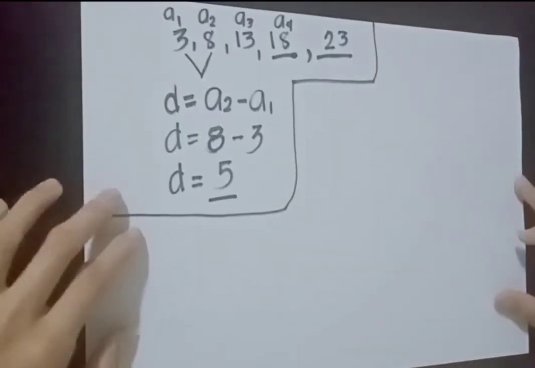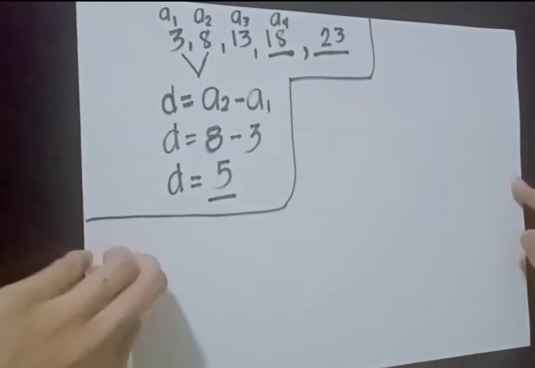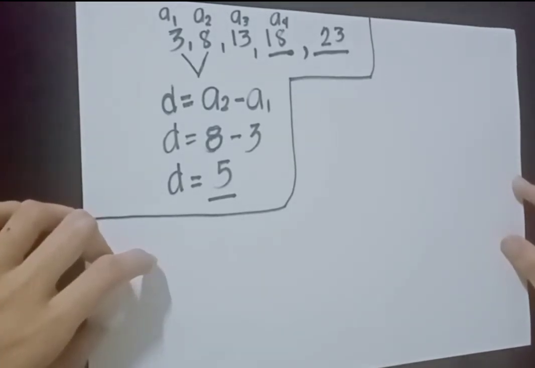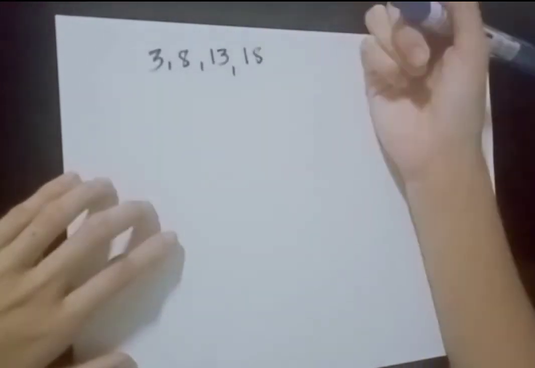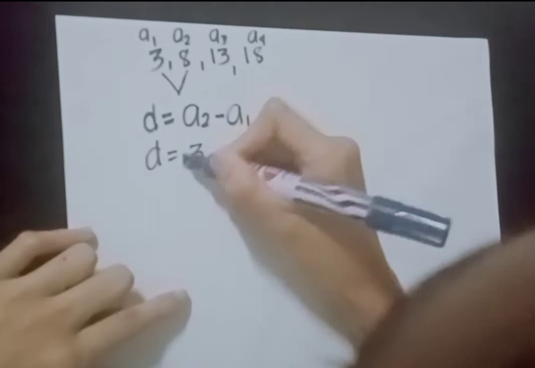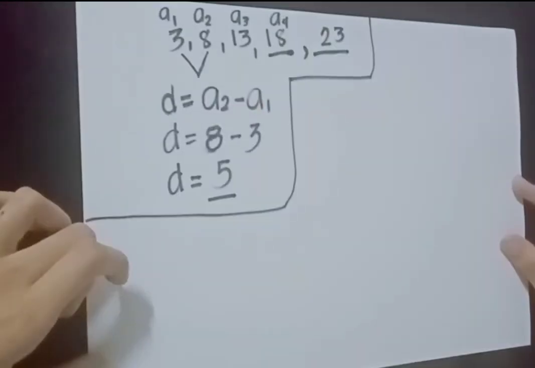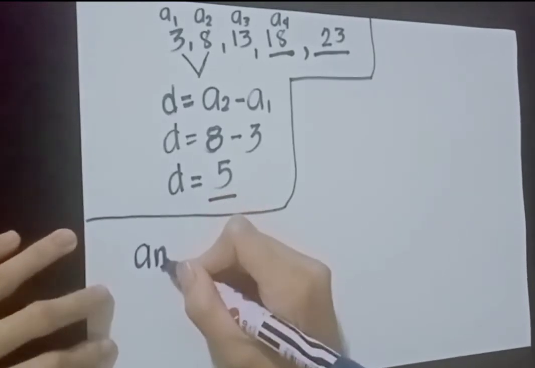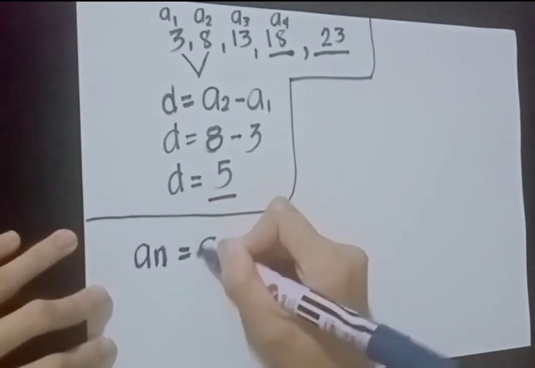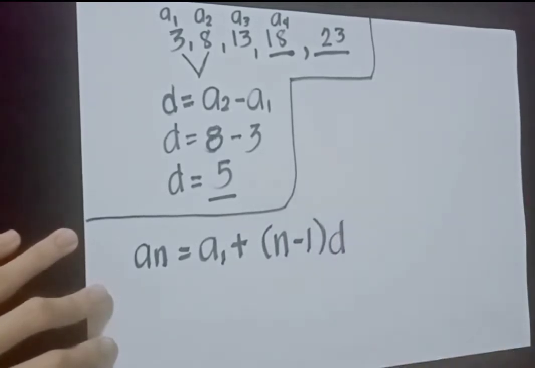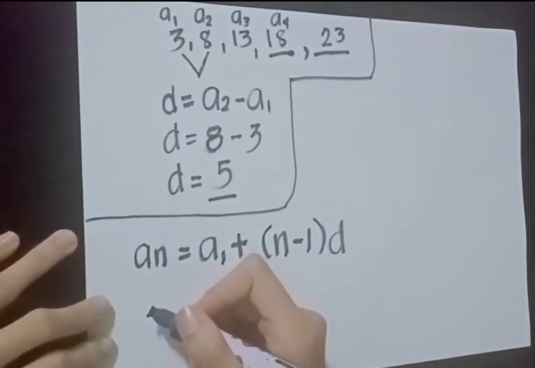What if we are asked to get the 15th term of the arithmetic sequence? In this situation, we can use the last approach: get the common difference and add it to the last term until we reach the term needed. But we also have a formula for that: a sub n, the last term, equals a sub 1, the first term, plus n, the last term, minus 1 times d, the common difference.